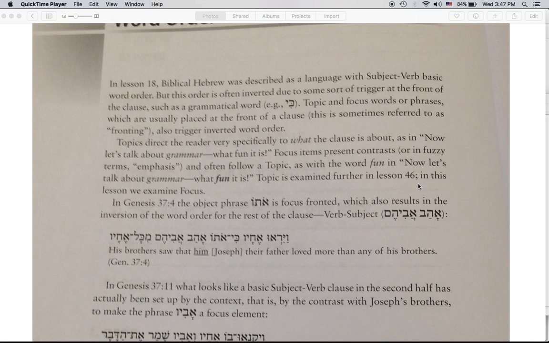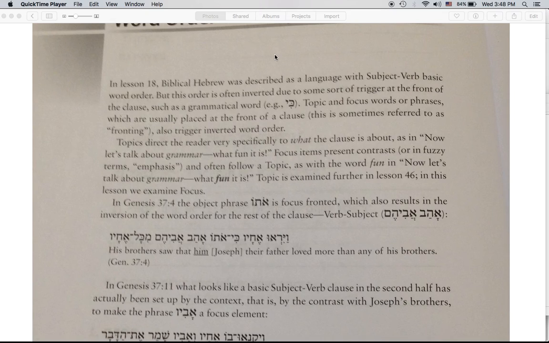Essentially, this is something that we've been talking about for a while, and it's the ability for the authors of the Hebrew Bible to move the word order of clauses in order to emphasize different aspects of that clause. So if the author wants to draw our attention to a specific part of the clause, or if it wants to emphasize something specific within the clause, that element can be moved to the front of this sentence.